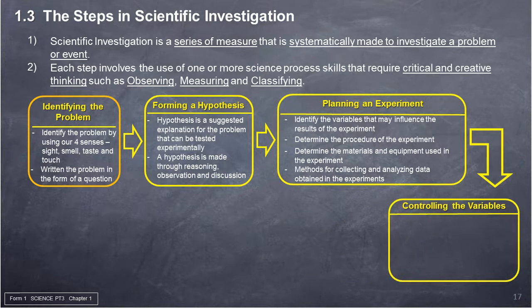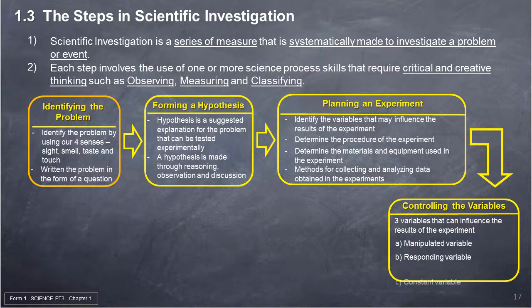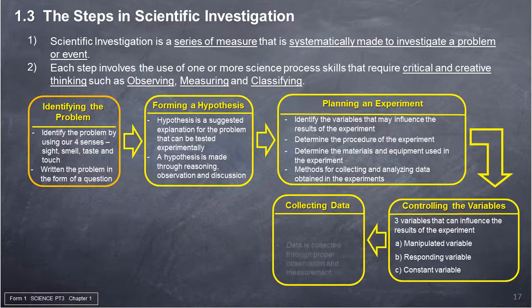Controlling the variables. 3 variables that can influence the results of the experiment. A. Manipulated variable. B. Responding variable. C. Constant variable. Collecting data. Data is collected through proper observation and measurement. Data or decision should be recorded honestly.